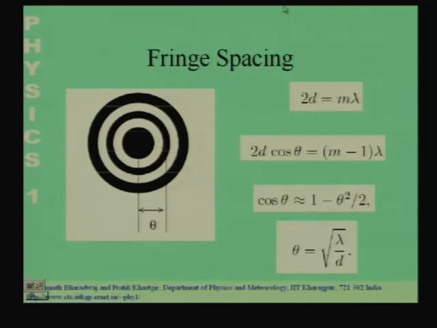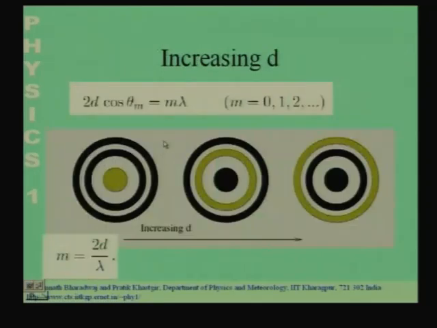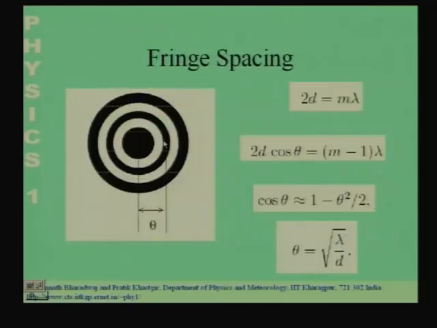Now, when we look at the first dark fringe, which is the fringe over here, we look at this particular fringe and ask the question, what is the angular separation between this and this? The central fringe corresponds to an order m, where m is 2d by lambda.